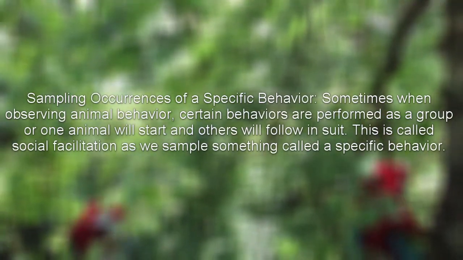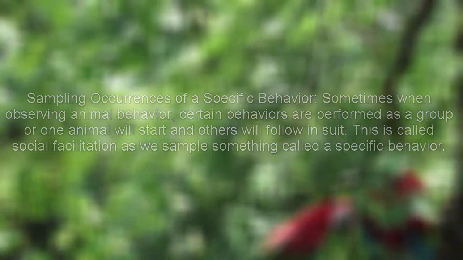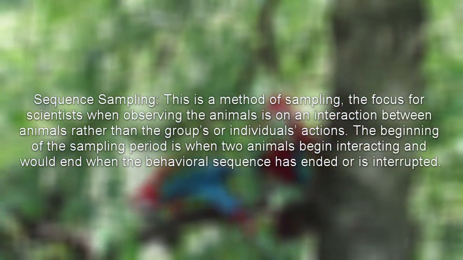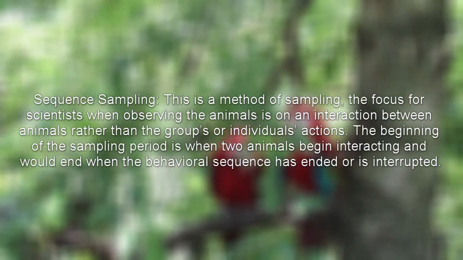Fifth is recording specific group behaviors, where an animal does a specific behavior and others follow suit. Finally, there is sequence sampling, which is where you log interactions between different animals. It starts and ends with the same interaction the two animals had.